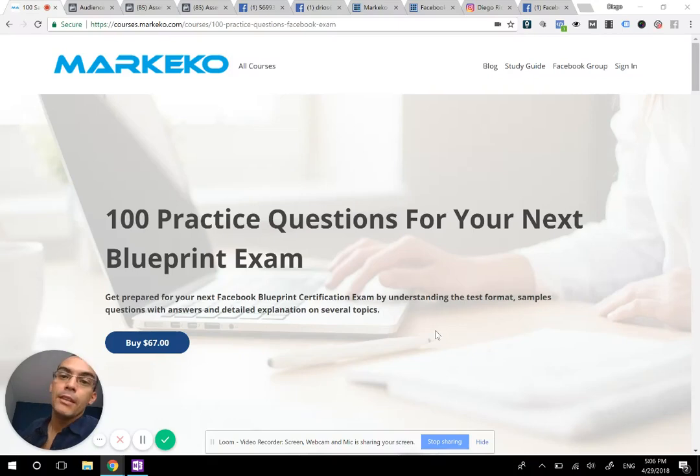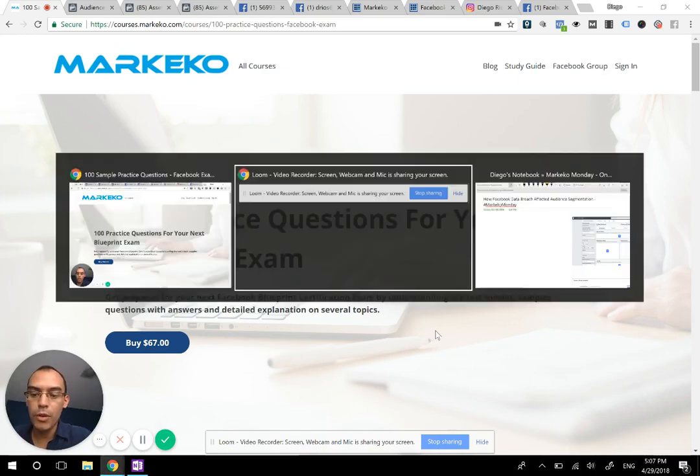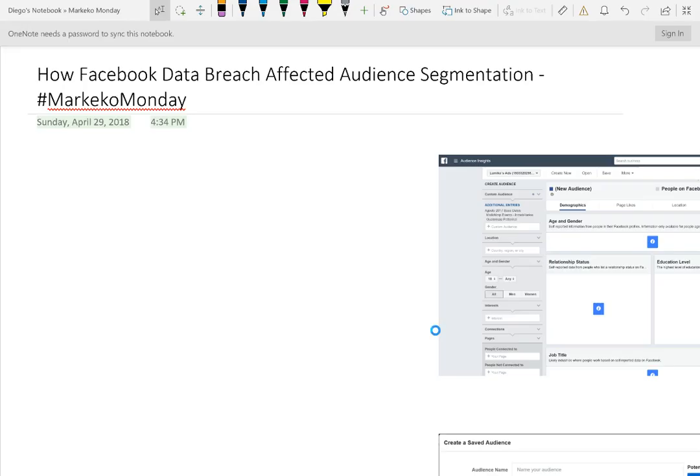Markeko Monday. Today we're going to be talking about how the Facebook data breach affected audience segmentation. There's been a lot of questions regarding how this whole debacle will affect your campaigns. We've seen a number of ways the data breach has affected specifically audience segmentation and analysis, I would add.